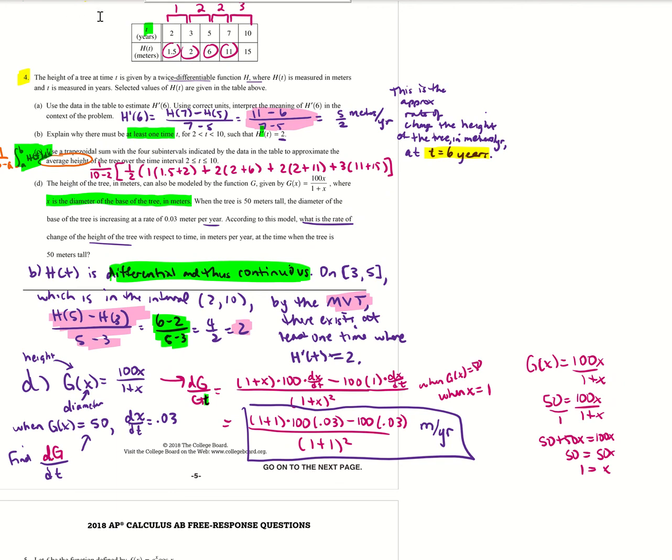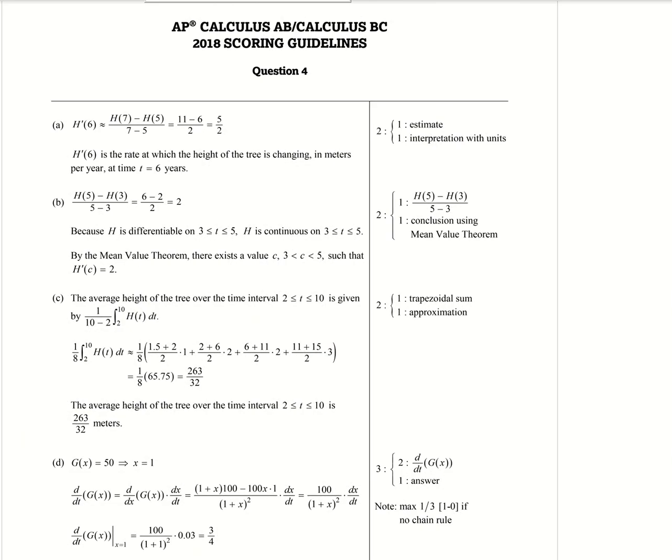I'm going to just really quickly pull up the scoring guideline for this. All right, so here are the scoring guidelines. We'll just kind of compare. So we have the correct estimate for part A. And if we look at the interpretation with units, we have the correct interpretation at years. Notice it mentions specifically at 6 years. So we would get 2 out of 2.